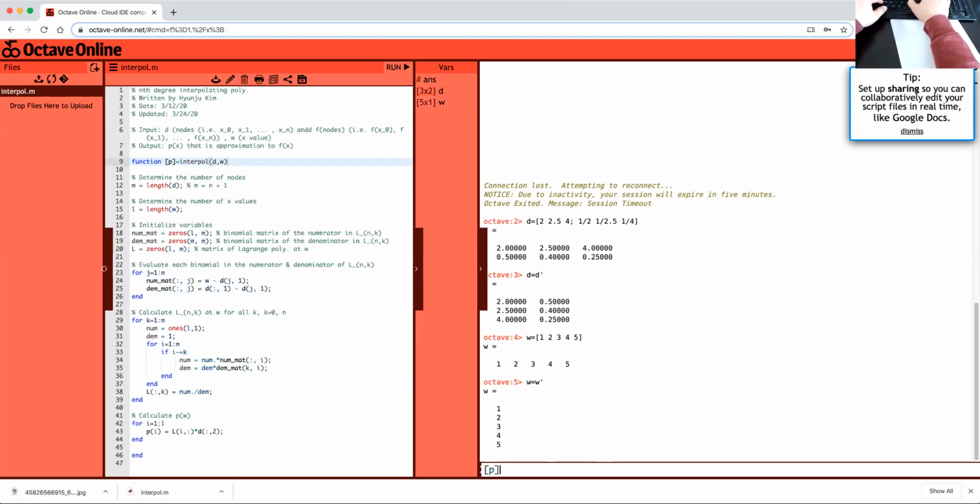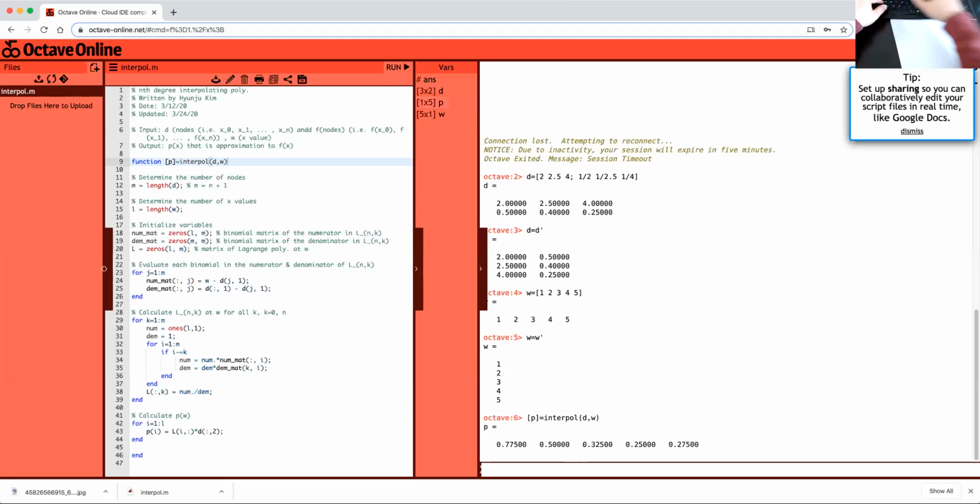Now we put P is equal to, we plug D and W into the function. I mean, we're gonna run the function using D and W. Okay, D comma W. All right. So now you see that the first number is what?